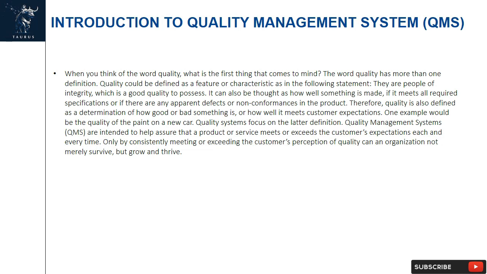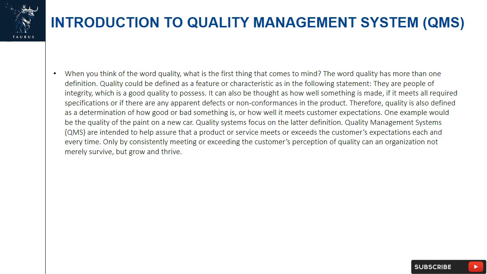When you think of the word quality, what is the first thing that comes to mind? The word quality has more than one definition. Quality could be defined as a feature or characteristic, as in the following statement: they are people of integrity, which is a good quality to possess. It can also be thought of as how well something is made, if it meets all required specifications or if there are any apparent defects or non-conformances in the product.